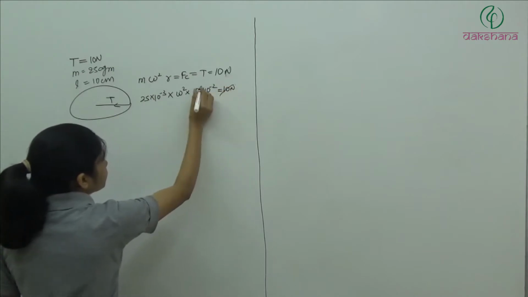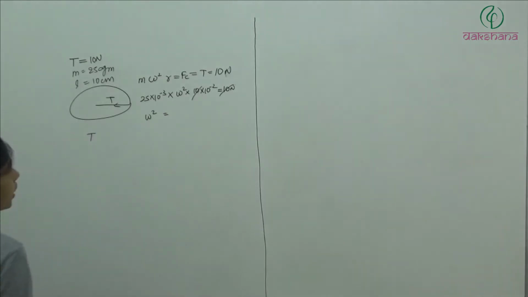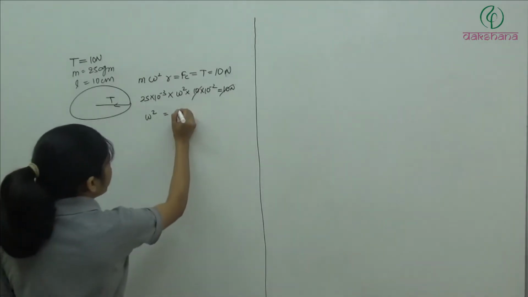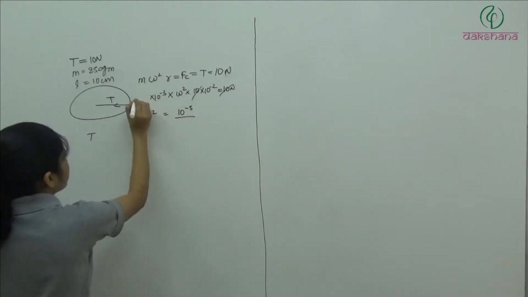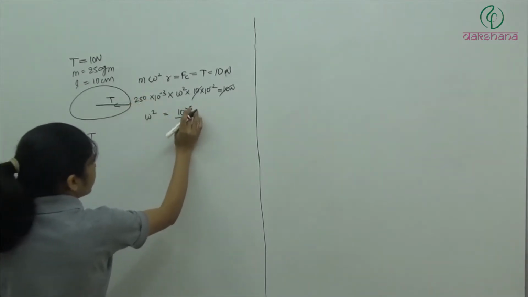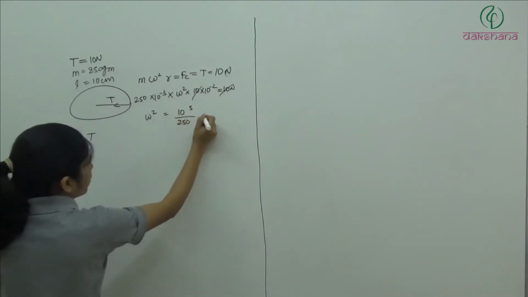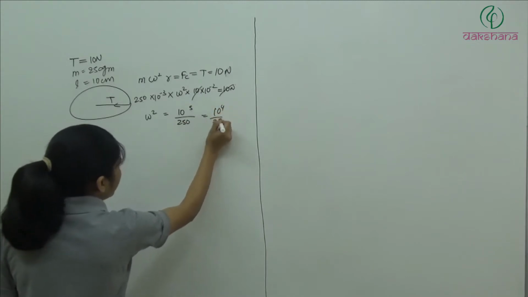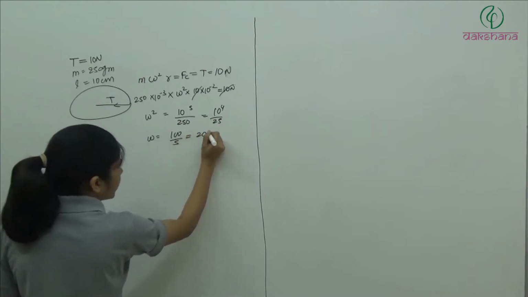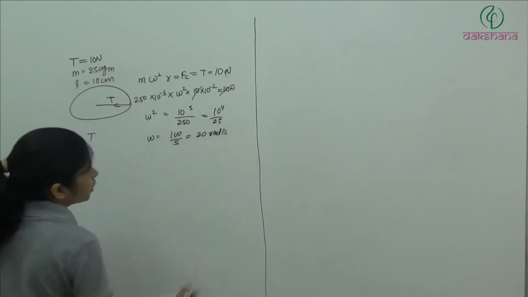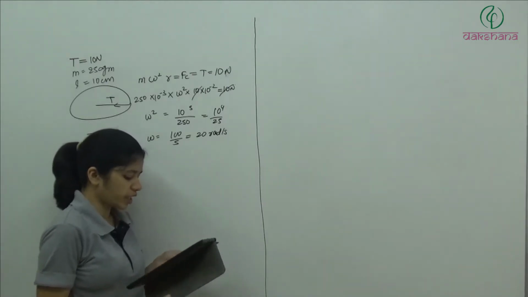So from here we have got omega square is equal to 10 to the power minus 5 divided by, this is 250. 10 to the power minus 5 plus 5, here it will go, divided by 250. So 10 to the power 4 divided by 25, omega will be equal to 100 divided by 5, it is 20 radians per second. Clear? So maximum omega which the stone can have is 20 radian per second.